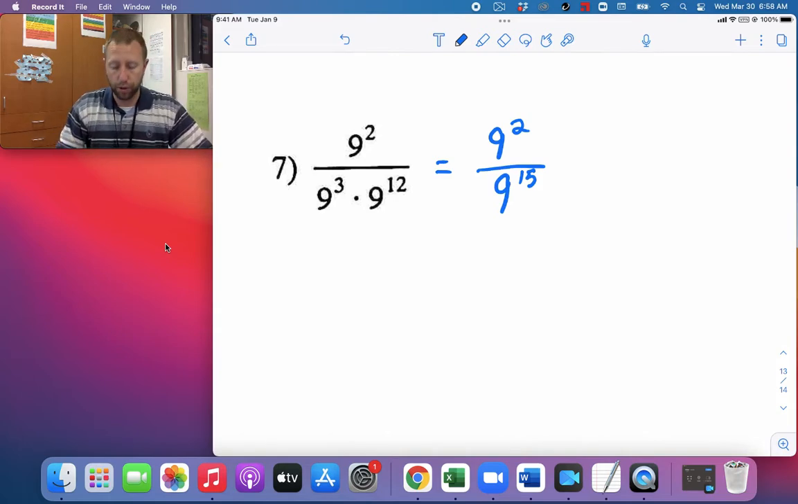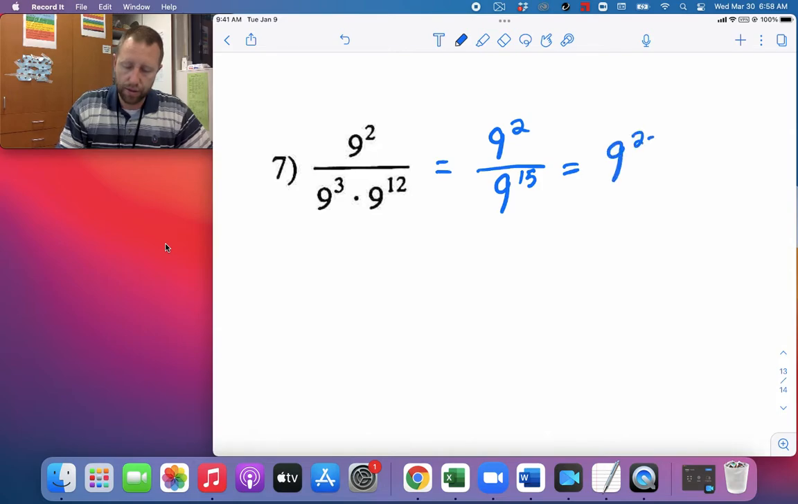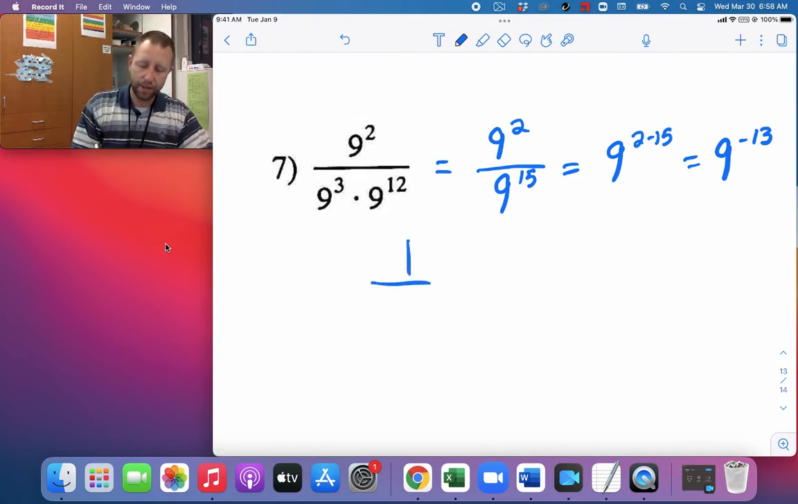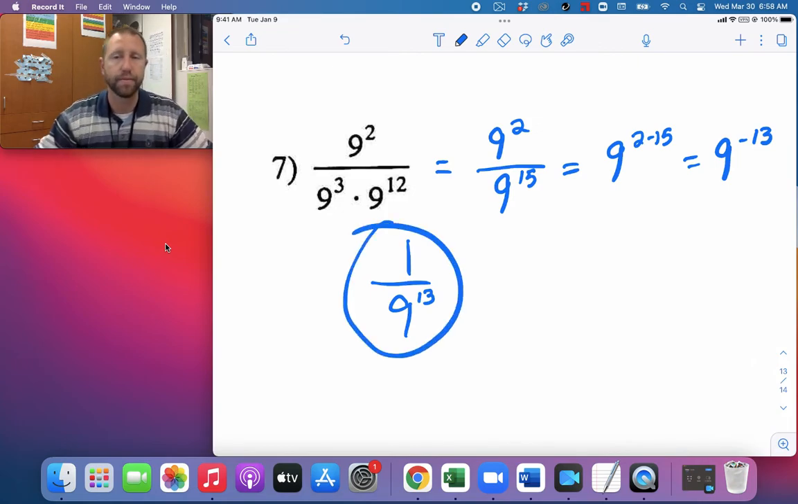Now I can subtract those exponents. Now I can apply the quotient rule, right? 9 to the power of 2 minus 15. Well, 2 minus 15 is negative 13. And I don't want a negative exponent in my answer, but I know to make it positive, I just put it on the other side of the fraction bar. And that's what I end up with.